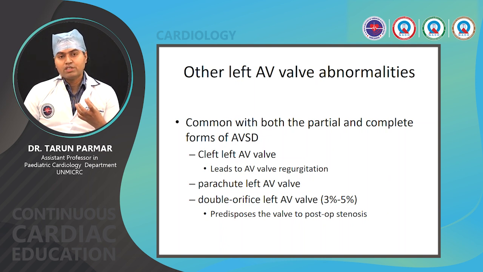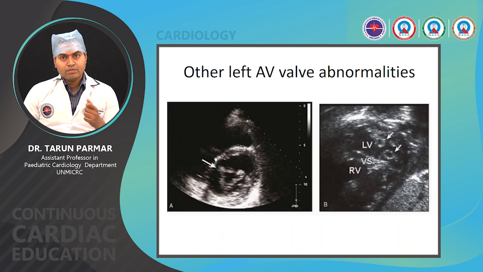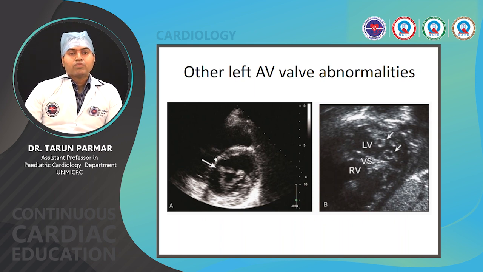So what is the importance of this parachute-like mitral valve and double orifice left AV valve? This will lead to post-operative stenosis of the left AV valve. So this is the echocardiographic representation of the same. Here you can see the cleft in the left AV valve, and here you can see the double orifice of the left AV valve.